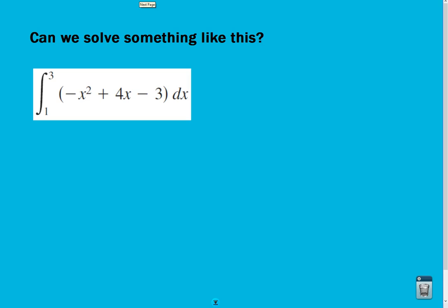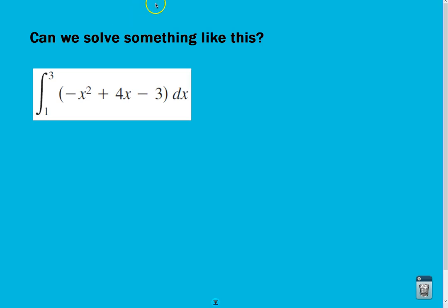Okay. Well, what if we had something like this? From 1 to 3, I want negative x squared plus 4x minus 3, the area under the curve of this function from 1 to 3. Well, let's give it a shot. The last two were functions we already knew and that we'd already seen before. Let's try something new, shall we?